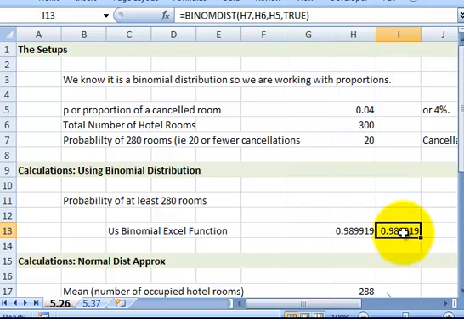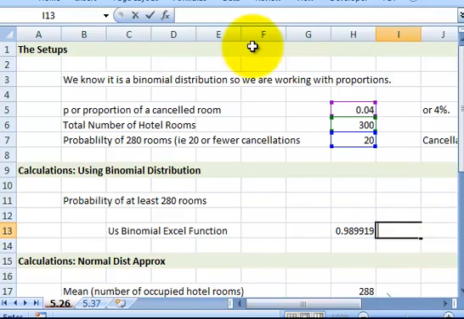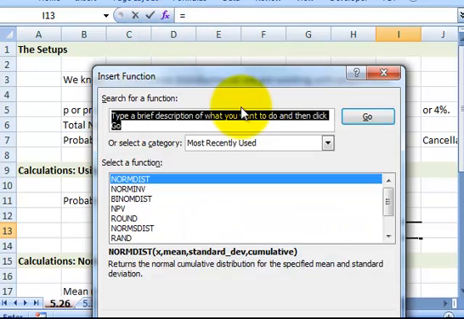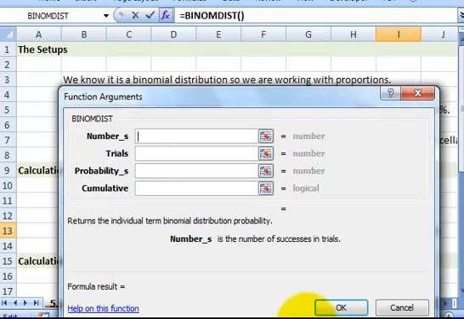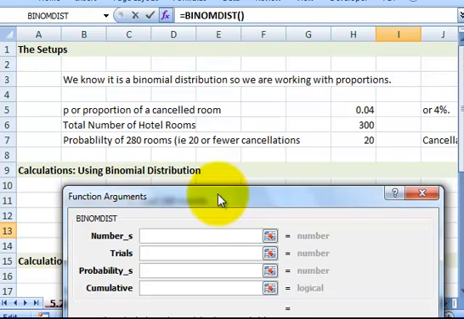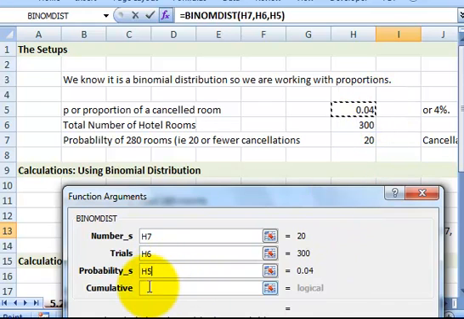Let me do it here for you. We would go up here and say fx, and we would find our binomial distribution. The thing I like about Excel is it tells you exactly what it's looking for. The number of successful trials would be 20, because we're defining success as a cancellation here. The number of trials would be 300, and the probability would be 0.04.